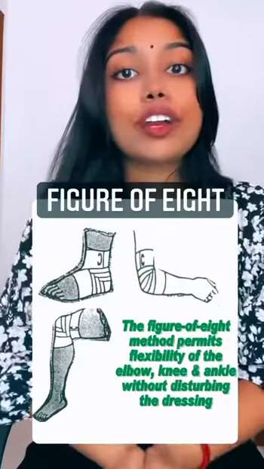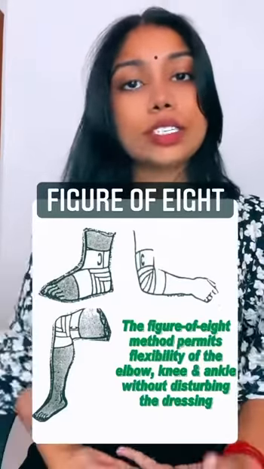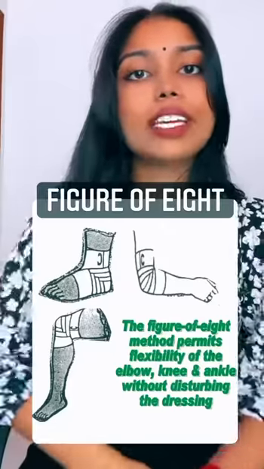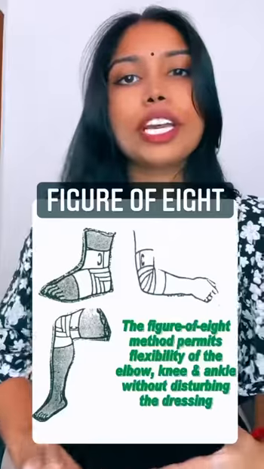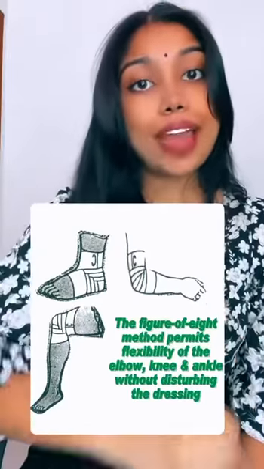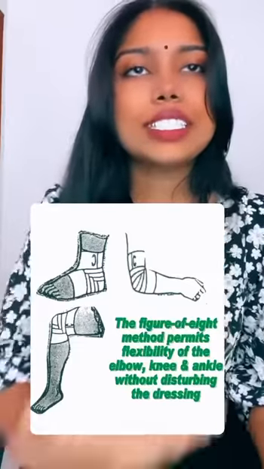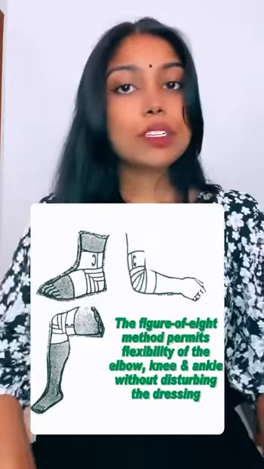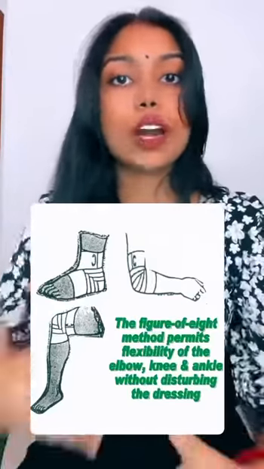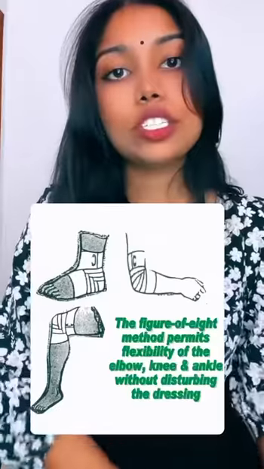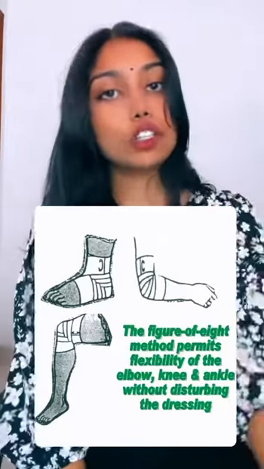I am going to show you the figure of 8 turn bandage. The application of this bandage is basically on joint areas such as elbow, ankles, and knees. So why is it used in joint area? Because this figure of 8 bandage technique mainly permits flexibility. It permits flexibility in joint area without disturbing the dressing. So that's the main pro when it comes to this type of application of bandage. I've inserted a picture down here so you can visualize how it looks.